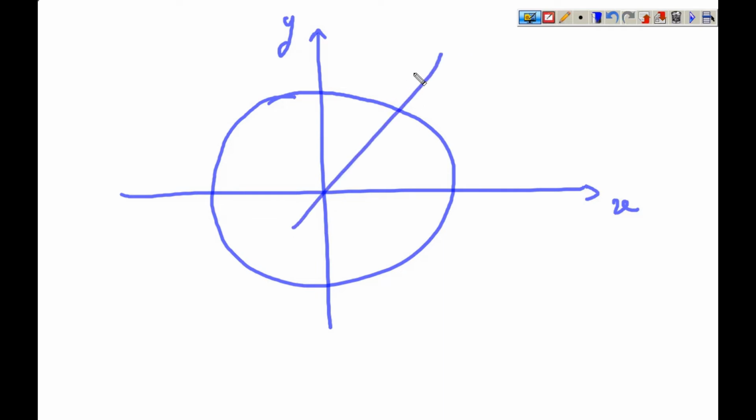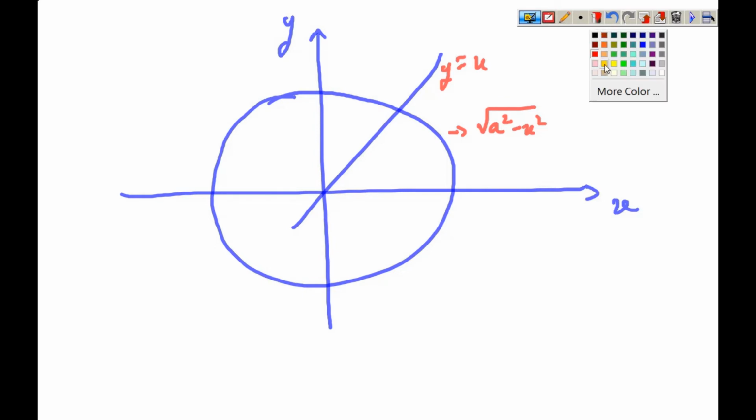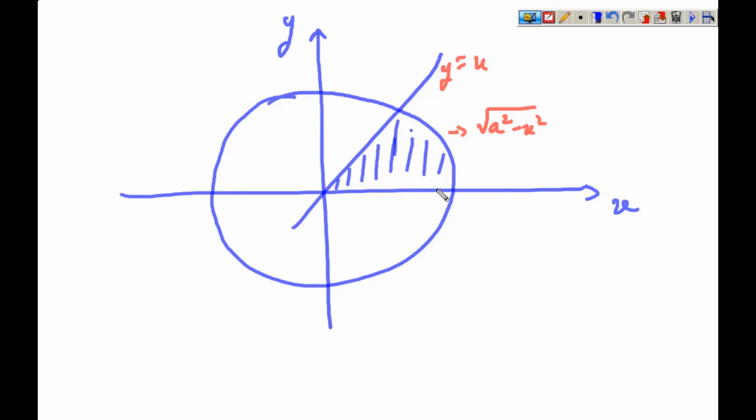Yeah, so this is y equals x. So this line is y equals x, and the equation of this circle, as we know, is x squared plus y squared equals 32, right? So here the question is, we need to find the area of this part, only this part. How do we do that?